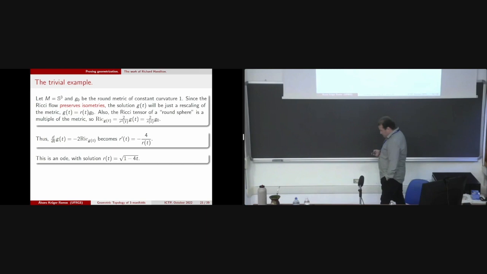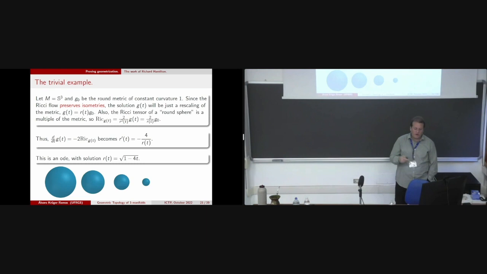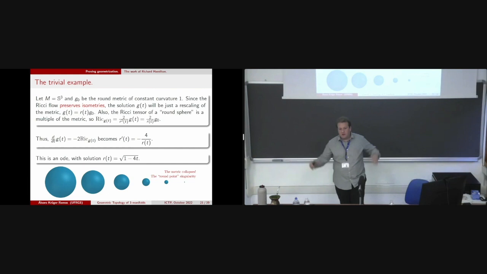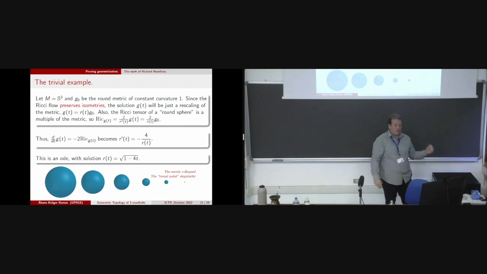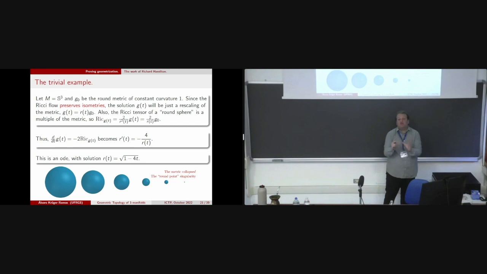Okay, but let's see a picture. You start with the round sphere, and then as t increases the radius starts to decrease, and when you reach time 1/4, you collapse. You develop a singularity. This is called the round point singularity. You are shrinking down to a point, exactly like the curve shortening flow. So when I said before that you don't change the topology, I added 'kinda', because when you reach a singularity, it collapses, everything is bad. So you might have to do something with your topology.